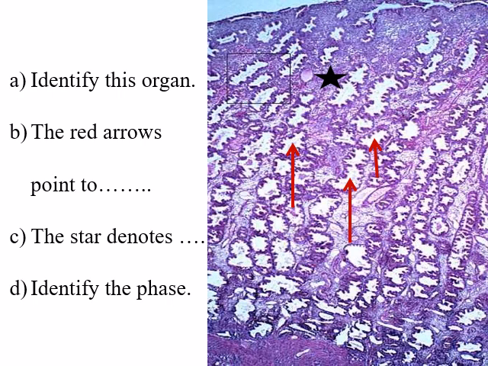Here it's very important to say I am in what zone. This is the endometrium of the uterus. The red arrow points to the uterine glands, and the star is the lamina propria. What phase? Secretory. Why? Look at the gland. Tortuous.